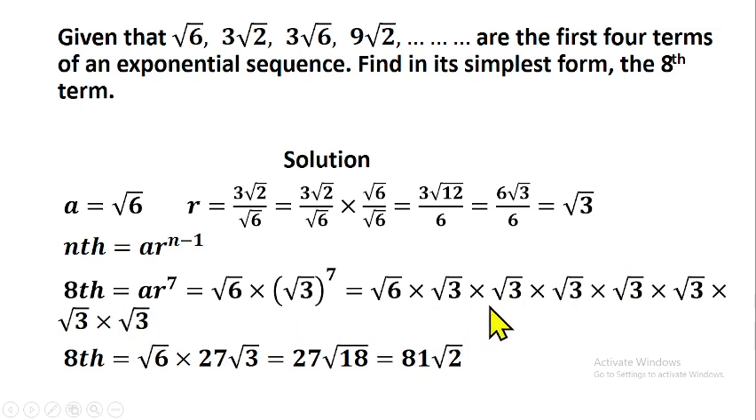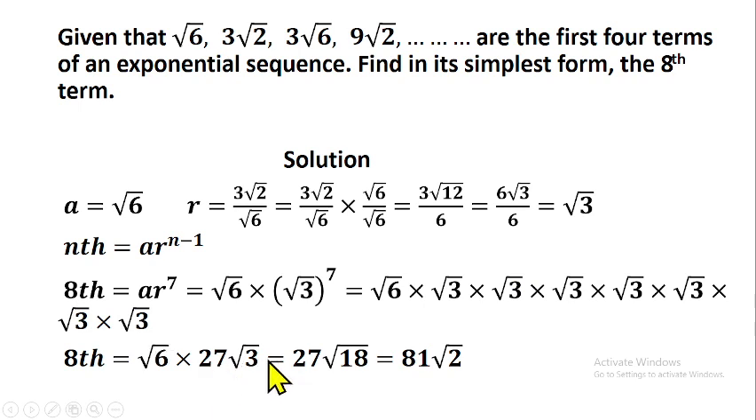So from there we can now go ahead and simplify further. Are we ready? What is root 3 times root 3? That should give us 3. Root 3 times root 3 gives us another 3, and another 3. So you have 3 times 3 times 3, that gives us 27. 27 times root 3 gives us 27 root 3.